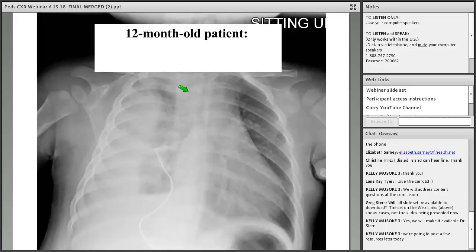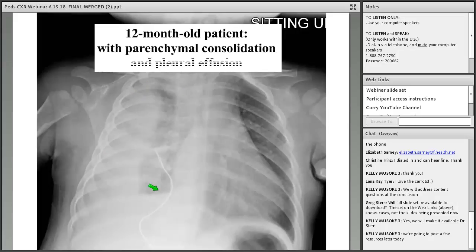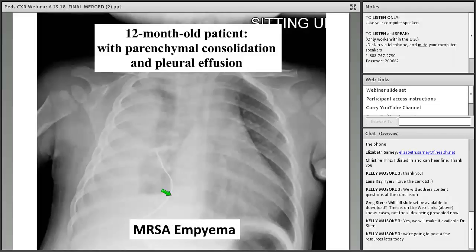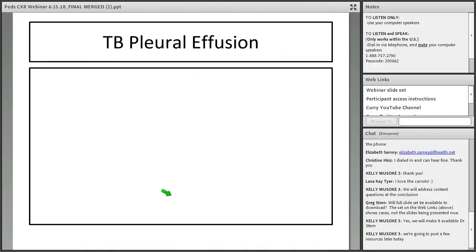Now, let's go back to a young patient. This is a 12-month-old patient. This is a very large loculated fluid effusion pushing on the lungs. Additionally, there are consolidations in the lungs. Is it TB or not TB? Remember, fluid effusion is fairly rare in primary TB with regard to young patients. So this turned out to be MRSA and not TB, MRSA and empyema.